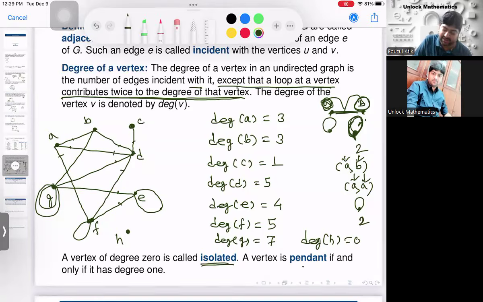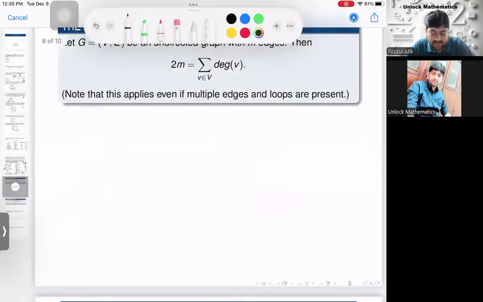A vertex is pendant if and only if it has degree 1, like the vertex C. It looks like a pendant only, no? It looks like a pendant. So the vertex C has degree 1. So the vertex C is called a pendant vertex. So H is an isolated vertex, C is a pendant vertex because it is of degree 1. I hope this is clear.